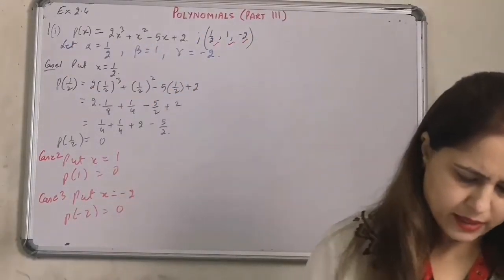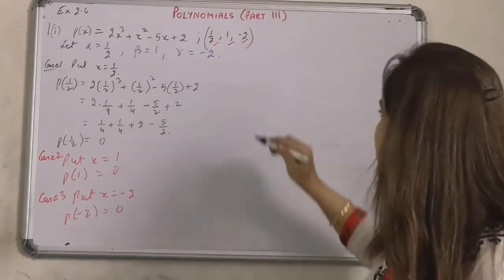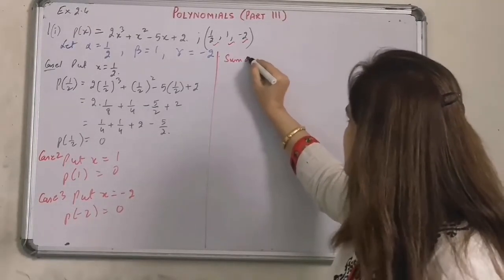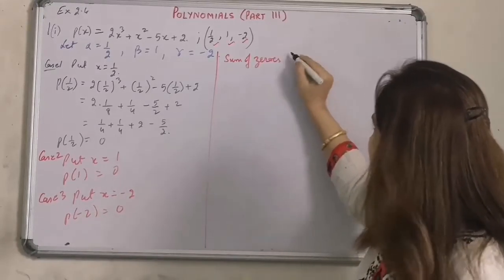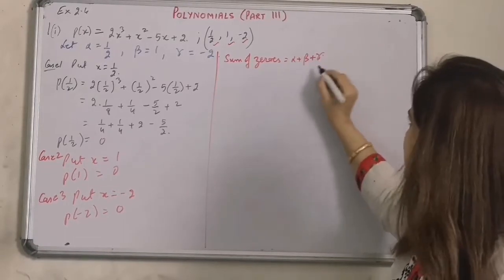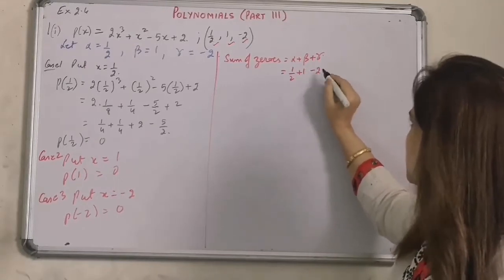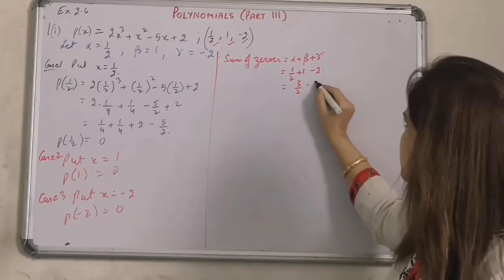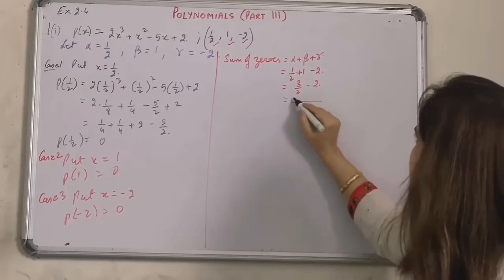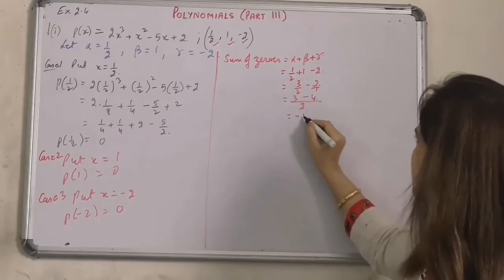And the second part, we have to verify the relationship between the zeros and the coefficients. Now let's move to the sum of the zeros. This is alpha plus beta plus gamma. What does it turn out to be? 1 by 2 plus 1 minus 2. So this is 3 by 2 minus 2, right? If you take out the LCM, this is 3 minus 4. This is minus 1 by 2.